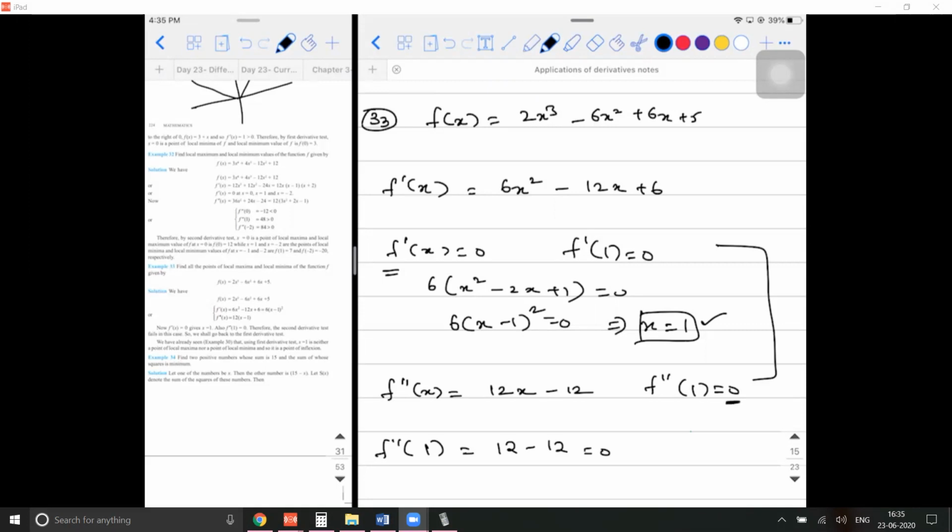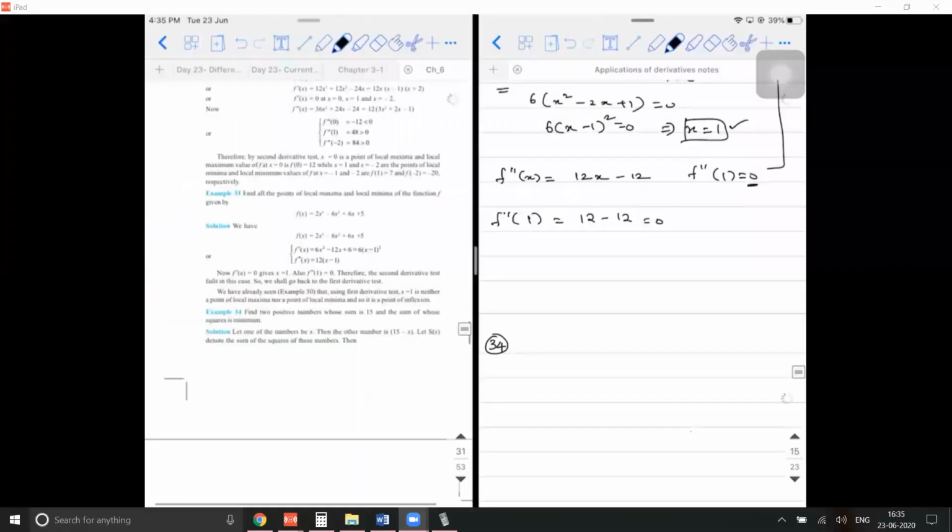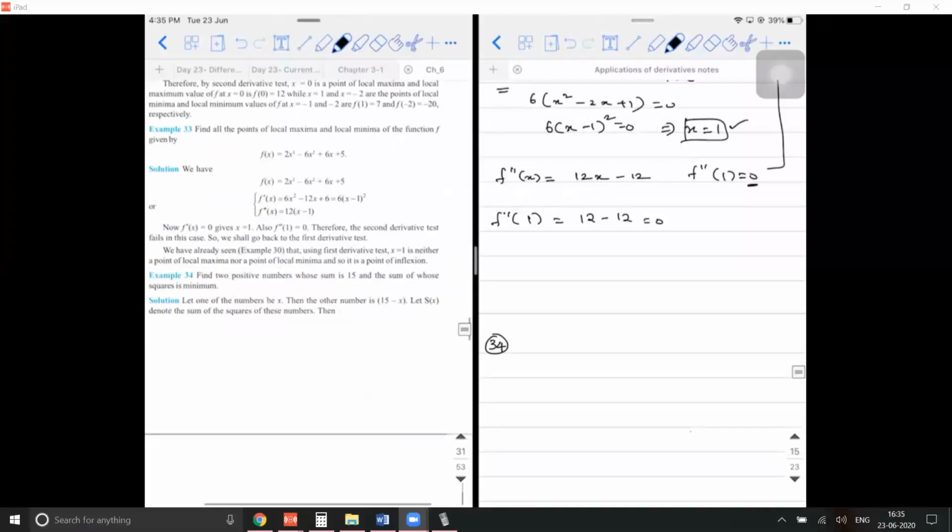Okay? So now let's do the 34th problem. See, in the 34th, they have not given you any function. So this is where the statement problems are starting. Our work is to find two positive numbers. Let the two positive numbers be x and y, whose sum is 15 and sum of whose squares is minimum.